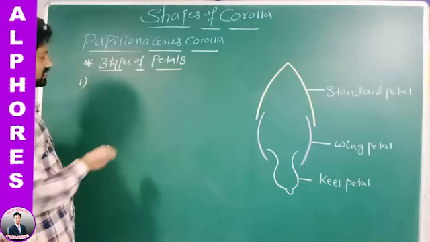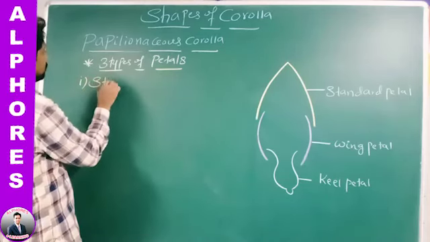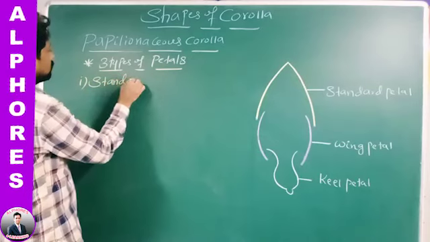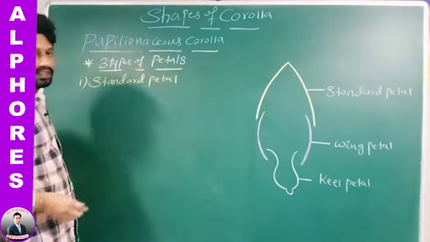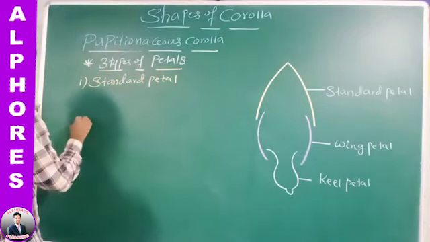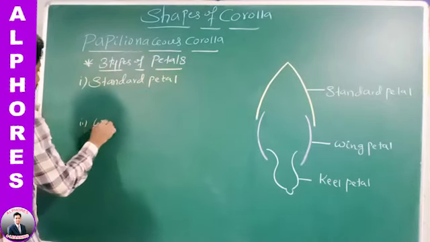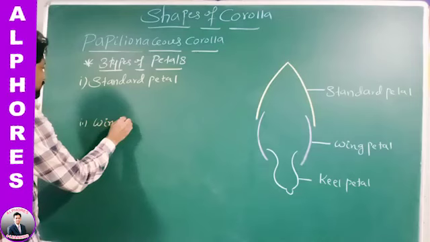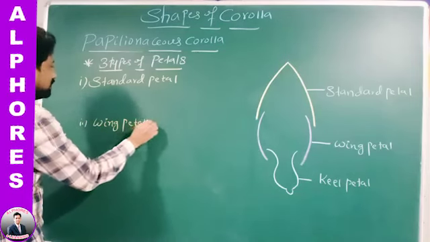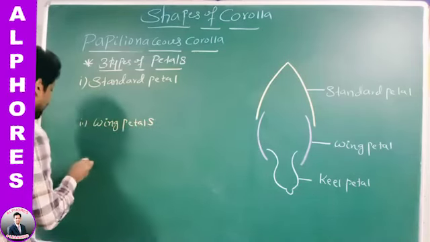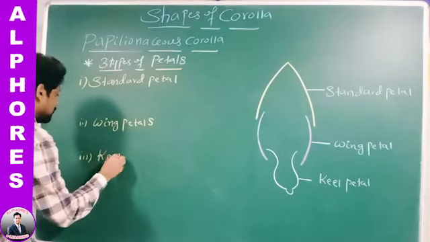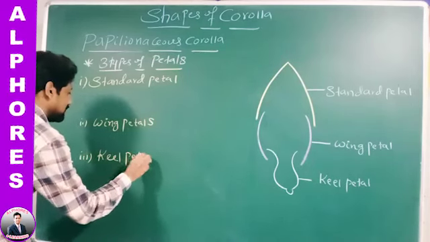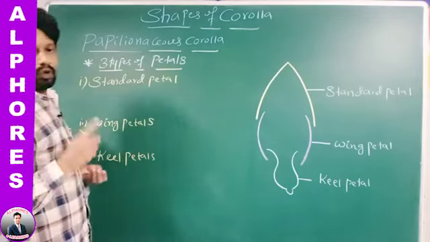What are the 3 types of petals, sir? First one is a standard petal. Second one is wing petals. And third one is keel petals. Go for the first one.